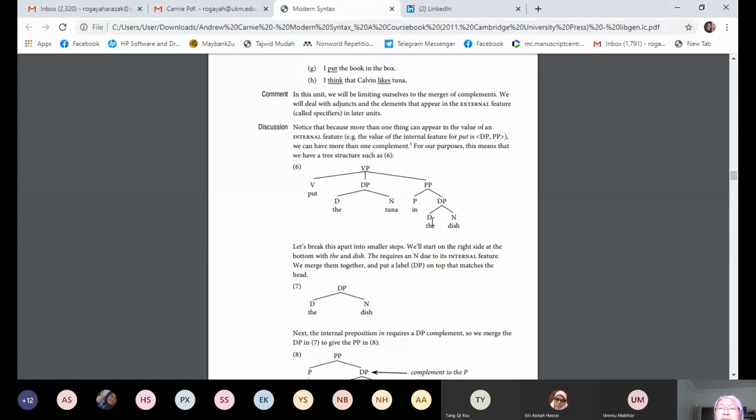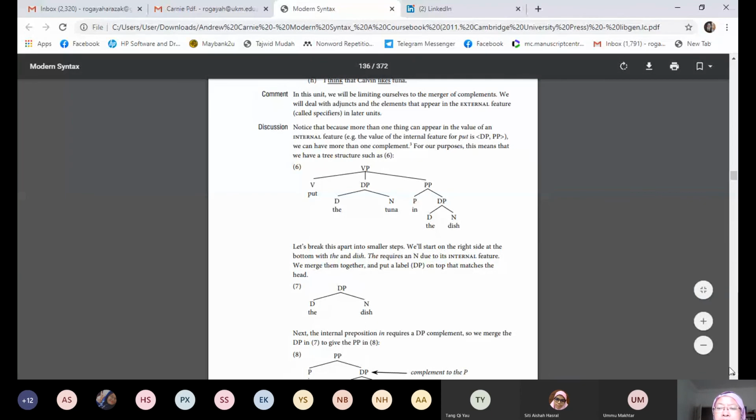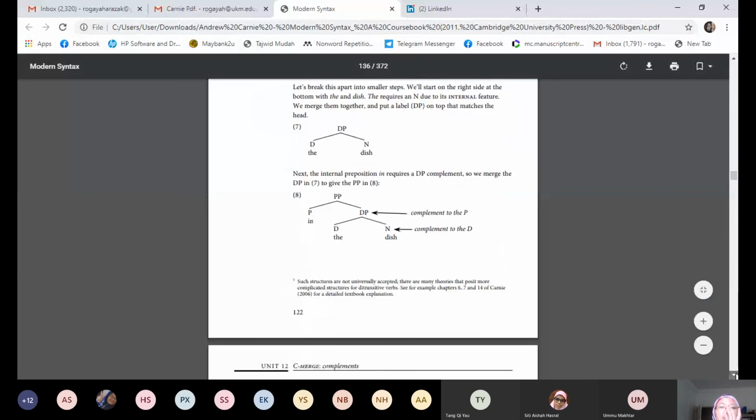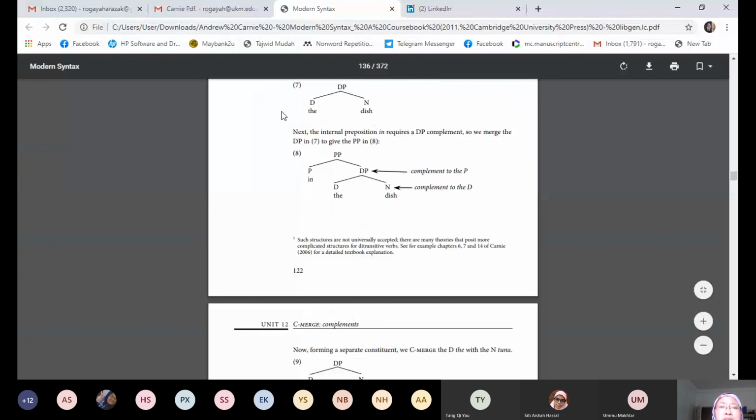So the D, when we make the subcat for D, we will specify things that the D needs of the N, right? So the D requires an N due to its internal feature. We merge them together and put a label. So this is C merge. We merge. Why do we do that? Because D is a determiner. It requires a complement, which is a noun. Alright, so then the noun is a complement to the D.